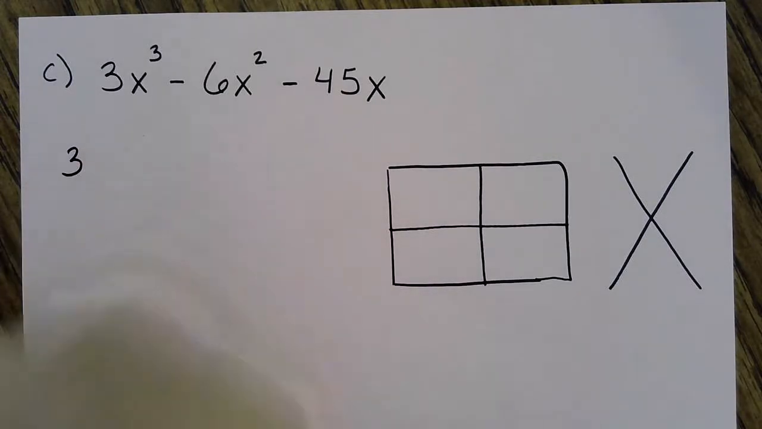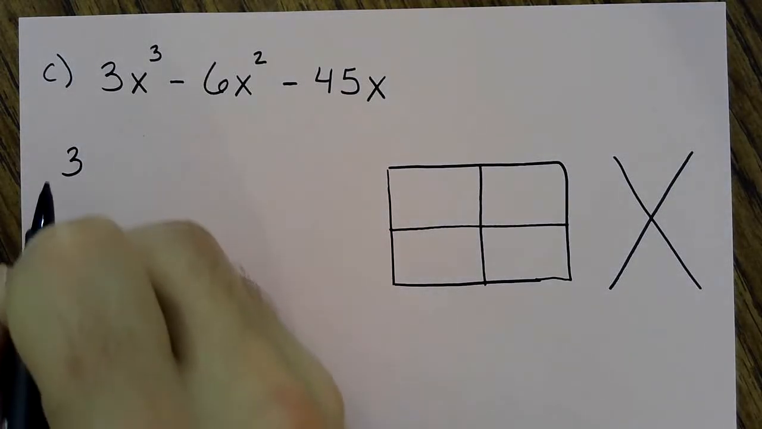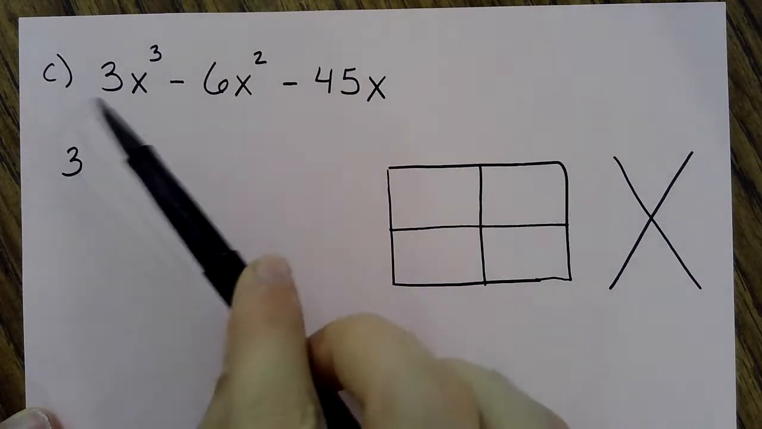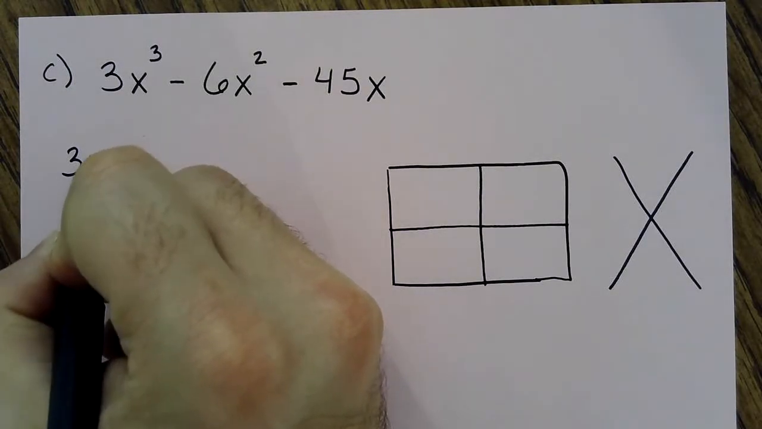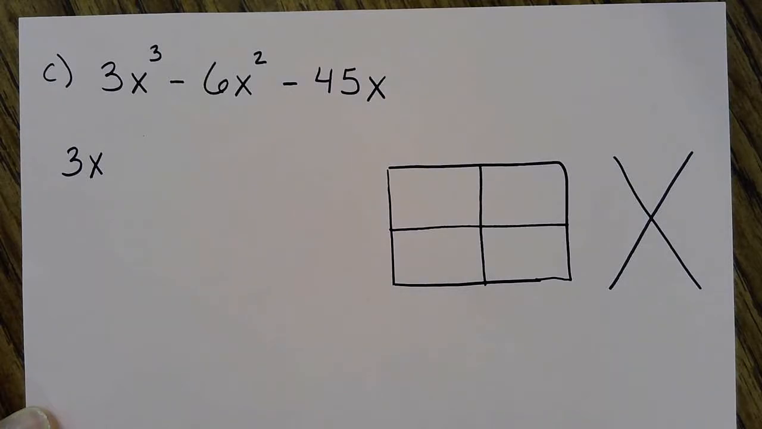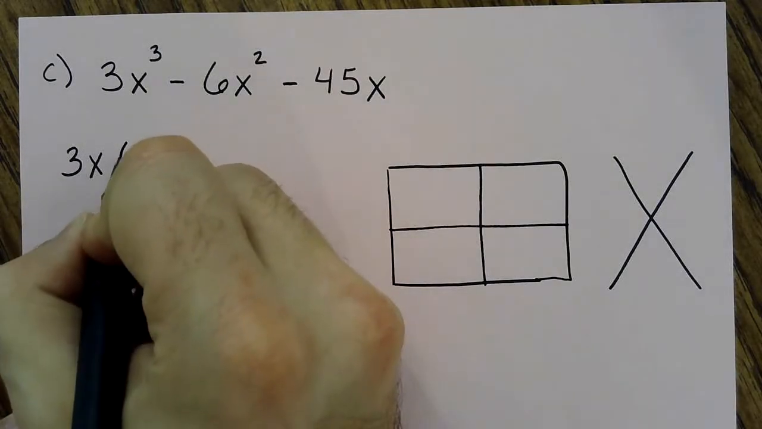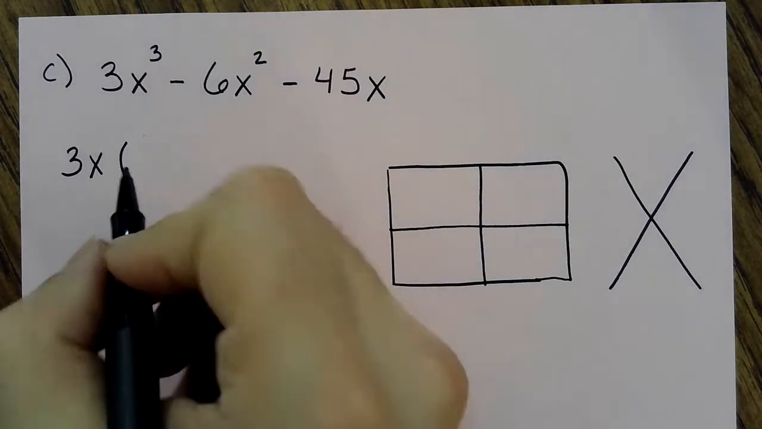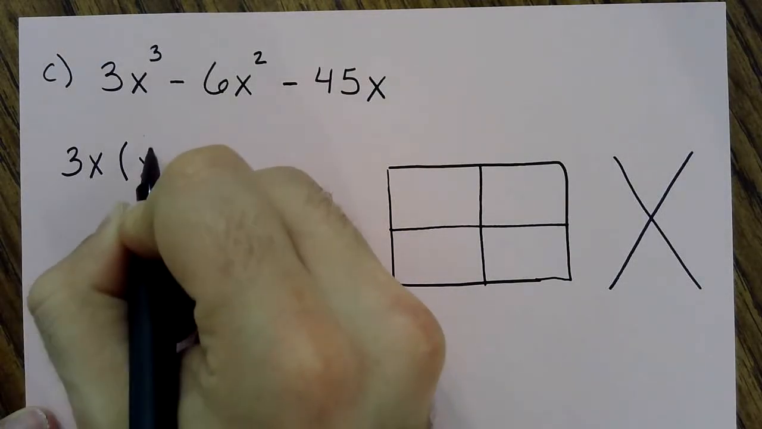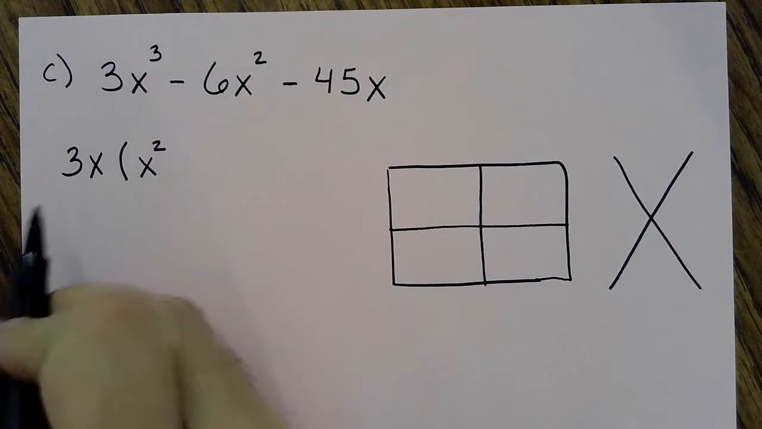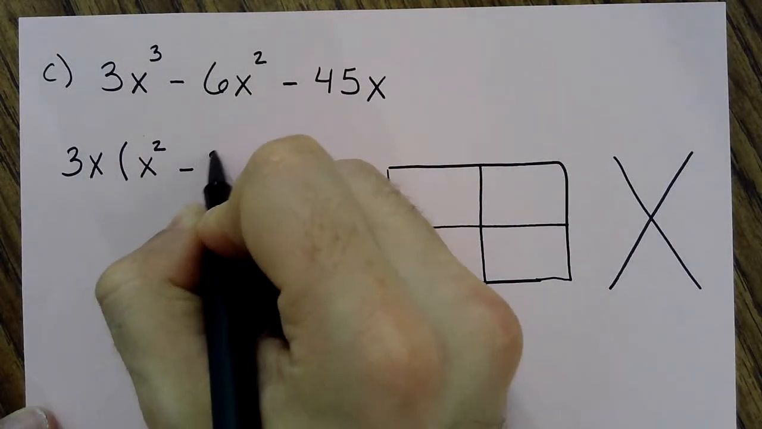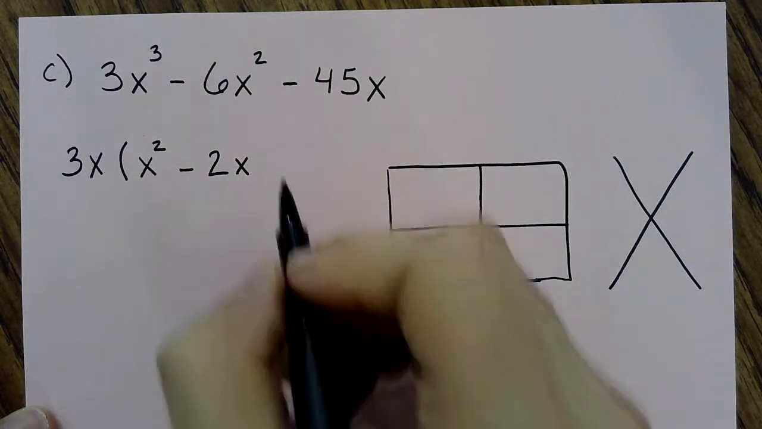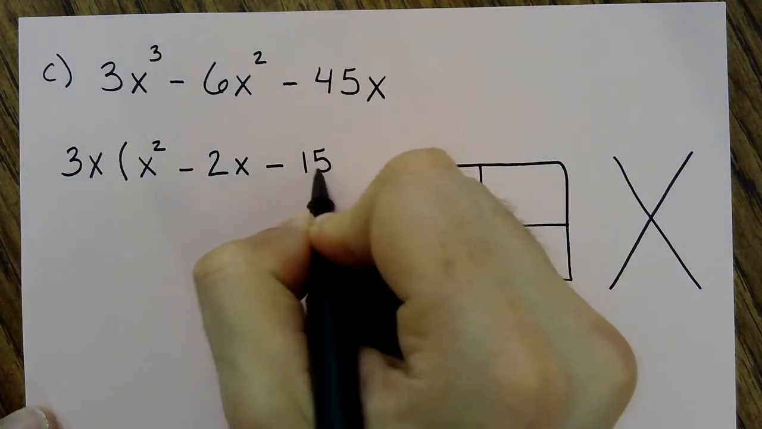Well, that value would be 3. So we're going to take out the 3. And if you notice, what else do all three terms have in common? They all involve an x. So we can also factor out an x along with our 3. In doing so, our remaining expression in our parentheses would be x squared, because 3x times x squared gives us 3x cubed, minus 2x, minus 15.